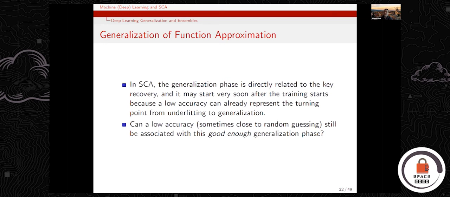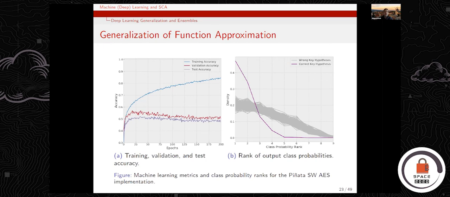But what does it even mean, good results? If we would be looking at it from the machine learning perspective, actually often our results are very bad. When we talk in machine learning terms, if you say something works worse than random guessing, that's very bad. That basically means you did nothing. In side channel, with deep learning, often you can easily have accuracy below random guessing, and still have a good enough generalization phase, meaning you can still recover the key. So why is this? Let me show you a couple of examples.